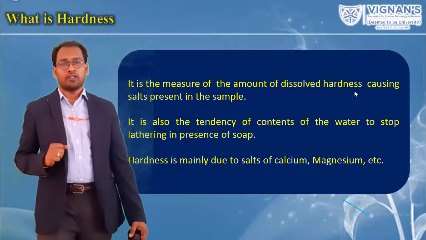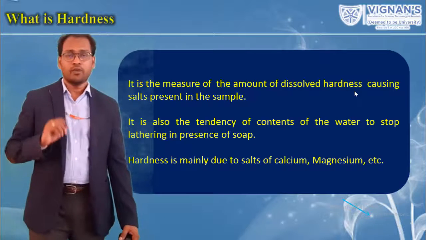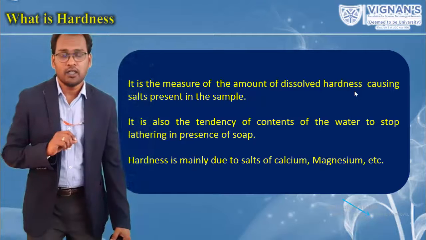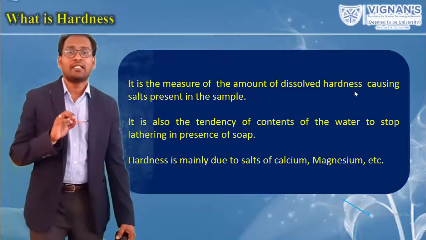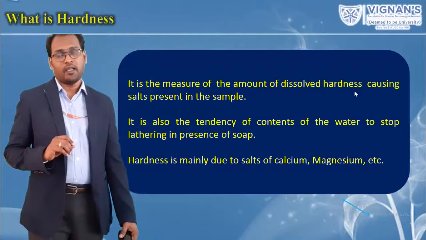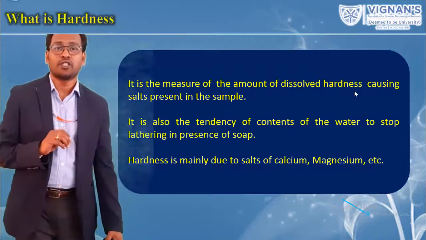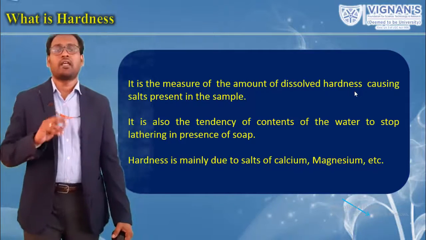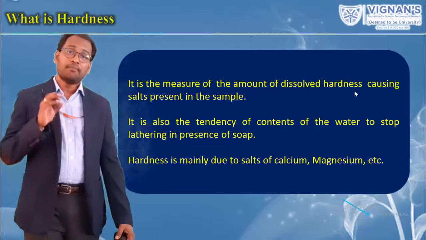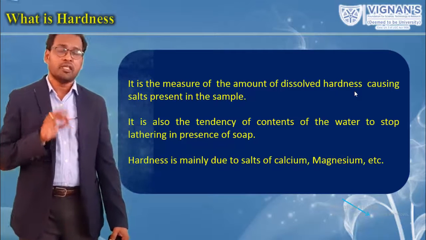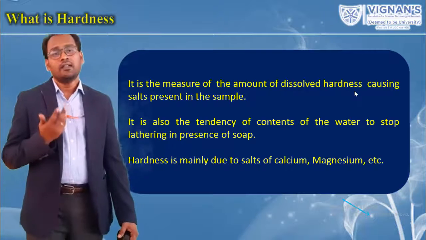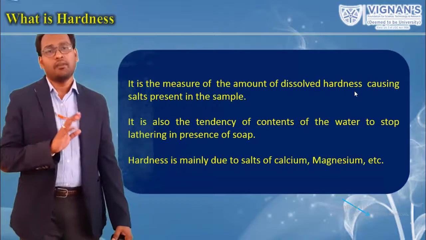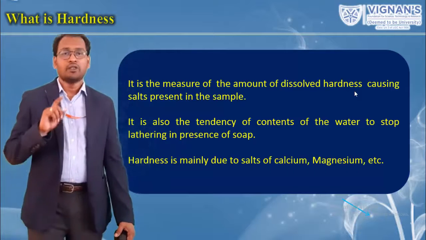What are these hardness-causing salts? This also we discussed in the last class. Mostly the hardness-causing salts are calcium and magnesium salts. There will be other salts also, but the percentage of calcium and magnesium will be higher. So we take it that hardness-causing salts are calcium and magnesium salts. Okay, so this is the first.